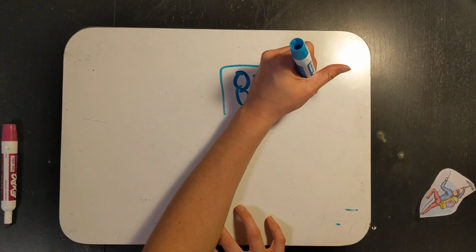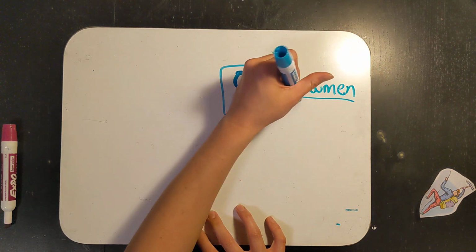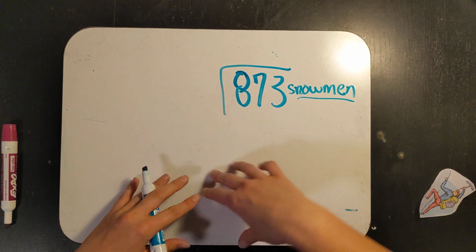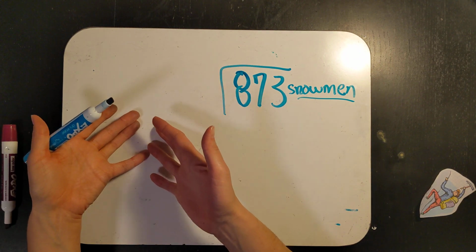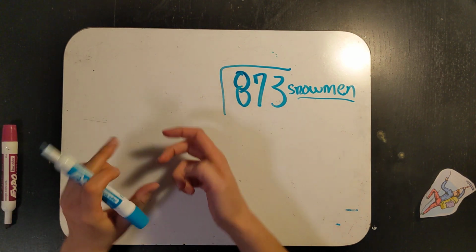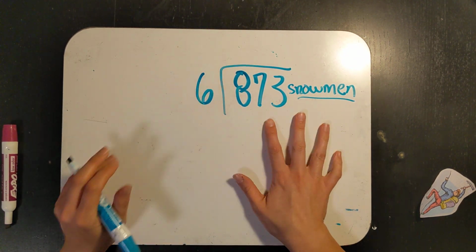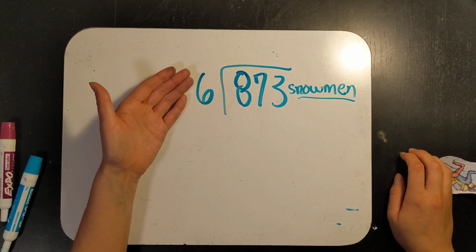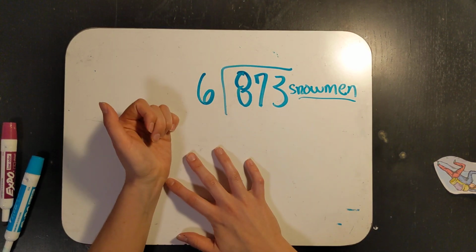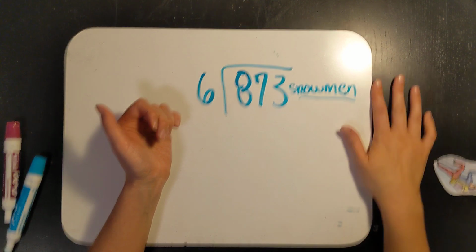Remember that at the end, because if there's a remainder, that's snowmen that are left over that didn't fit equally into Max's groups of 6. So then you have to interpret that remainder and decide, okay, did Max use another group for those leftover snowmen or not?